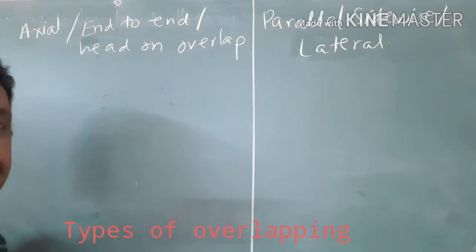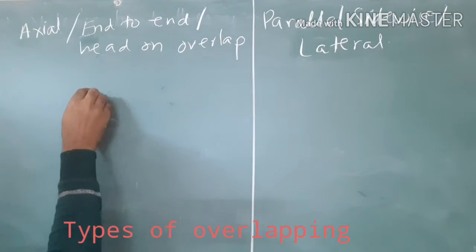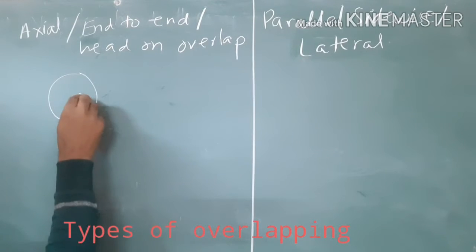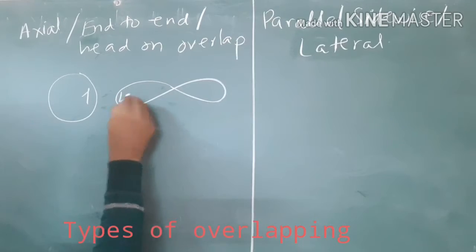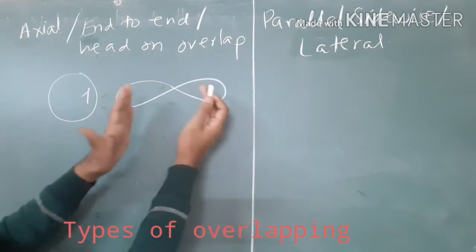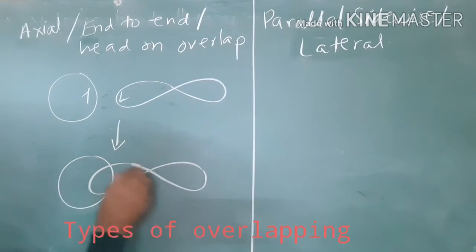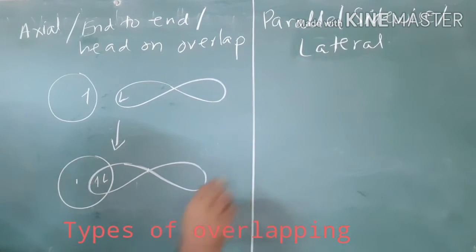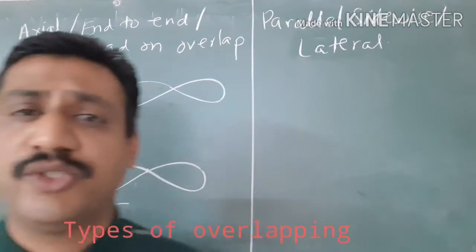Now in this case, what happens? Axial, end to end, or head on overlap is nothing but the orbital of the first atom and the orbital of another atom, suppose an s orbital of one atom and a p orbital of another atom, merging together when the overlapping occurs. In this case, both the nuclei of the atoms and both the electrons are on one axis only. That's why there is a formation of a sigma bond.